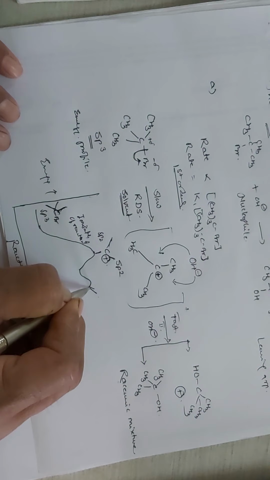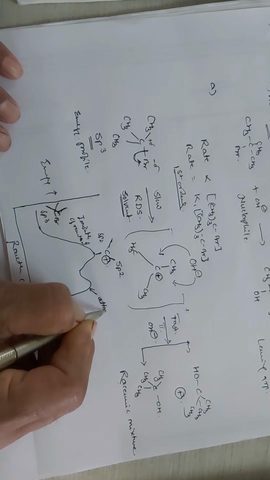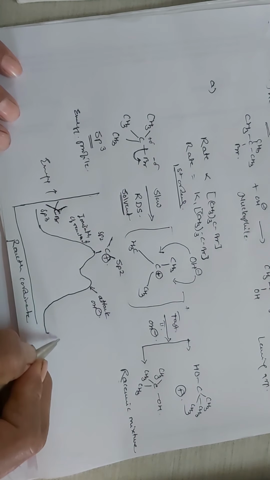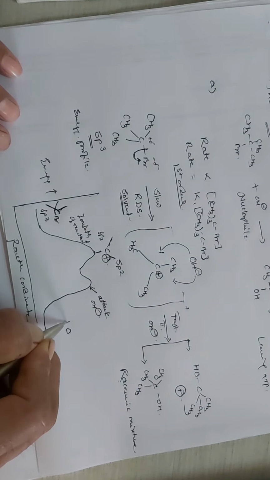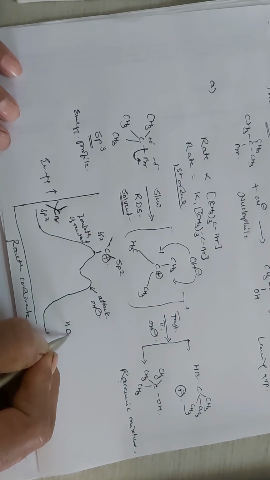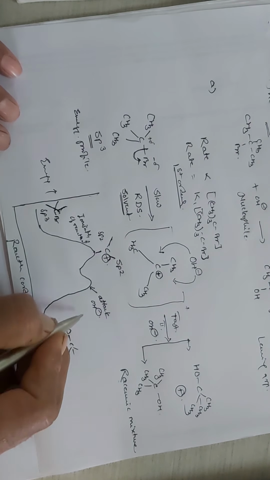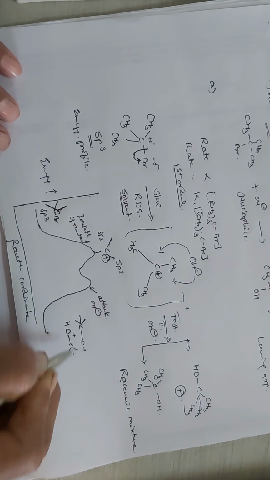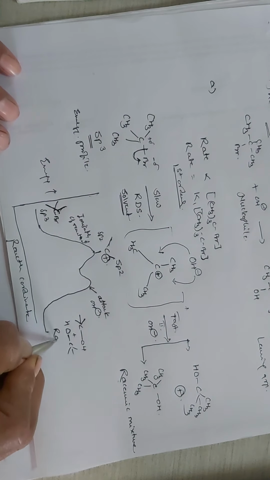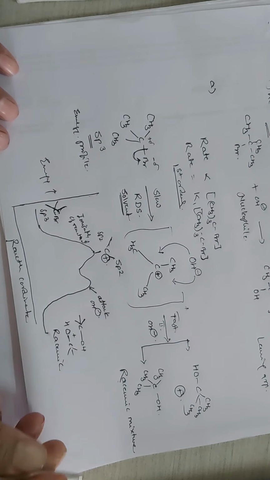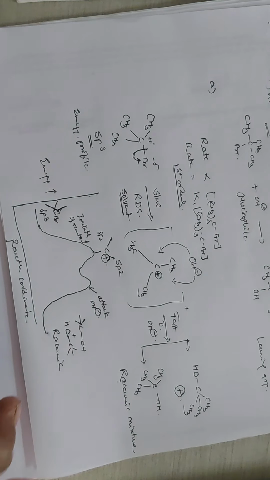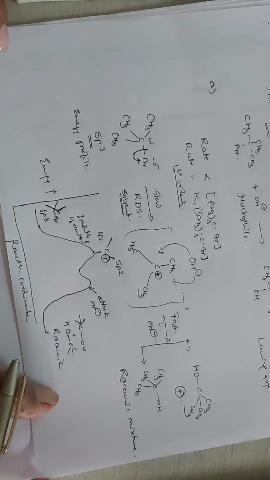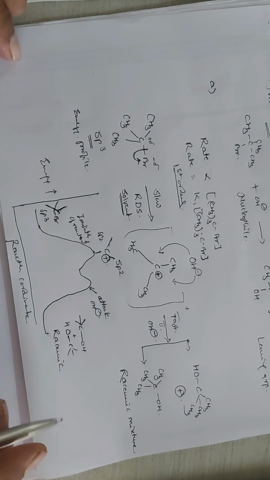Here at this step, the attack of OH, that is the nucleophile, is taking place, and then you get the product with 50% retention and 50% inversion, that is the racemic mixture. So we get 100% racemic mixture, meaning 50% from front side attack and 50% from back side attack. That is nothing but part of stereochemistry.